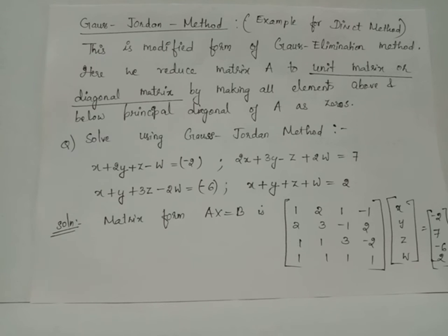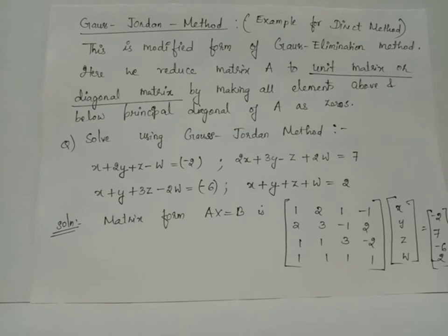Here we have been given 4 linear equations and we have 4 unknowns to be found: x, y, z and w. The first step will be to write the matrix form of the linear equations, Ax equals B, where A is the coefficient matrix, which is obtained by looking at the coefficients of each variable in each equation. After that we have the column matrix X, which is the solution matrix x, y, z, w, and B is the constant matrix, which is obtained by looking at the RHS of each equation.